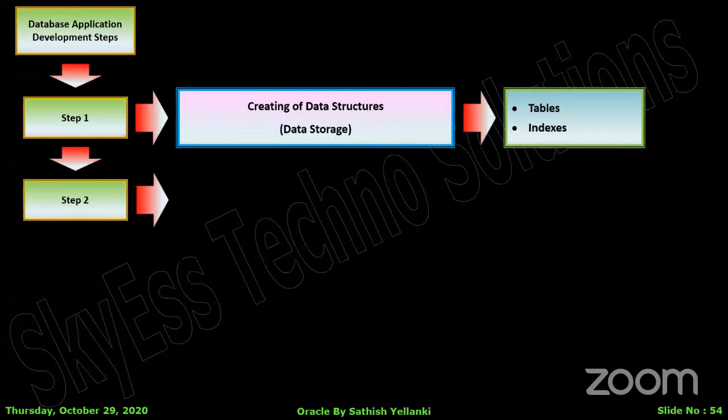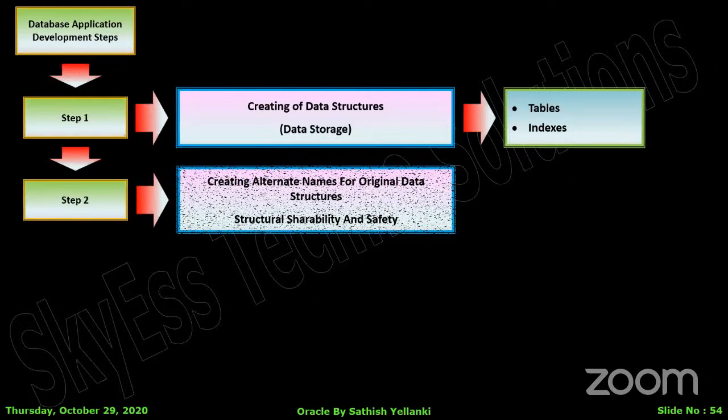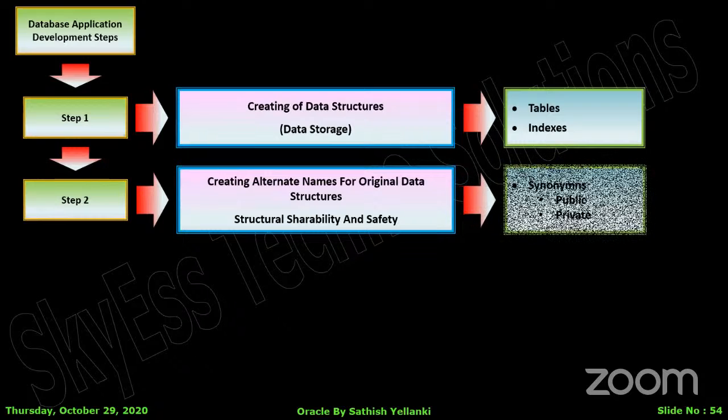In this particular step, we are trying to create alternate names for the original data structures. This step is only for the sake of structural shareability and safety. Am I clear? And this step in the Oracle database is implemented with a concept called synonyms, where within Oracle there are two kinds of synonyms. One is called public and the other is called private. Now, what is the difference? We will see. Let us not worry.